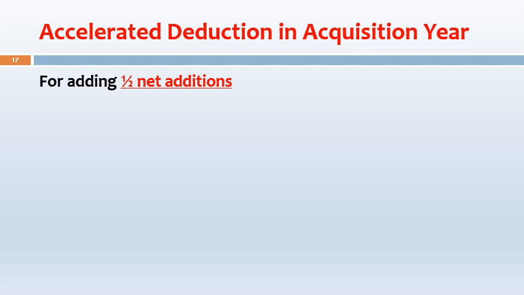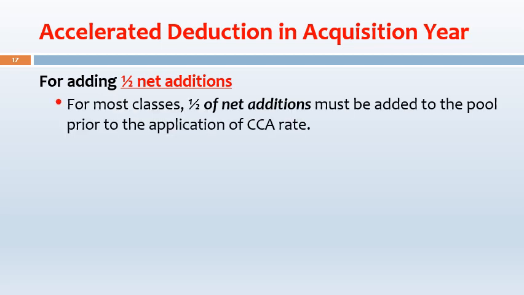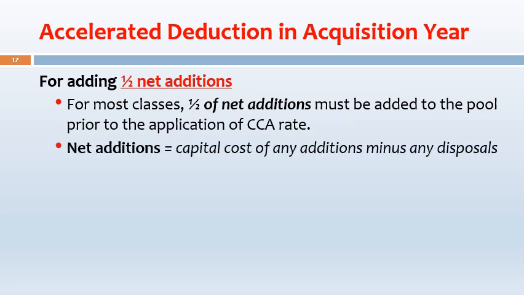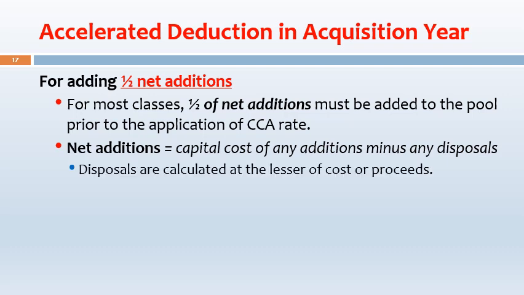This rule effectively allows 150% of the normal CCA deduction to be claimed on additions, which kind of complicates our formula a little bit. So how it works is that we have to determine 1/2 of the net additions to the pool and then add them to that pool. Now the net additions are equal to the cost of any new assets during the year less any disposals of assets during the year. Now recall from the previous slide that disposals are removed or subtracted from the pool at the lesser of cost or proceeds.